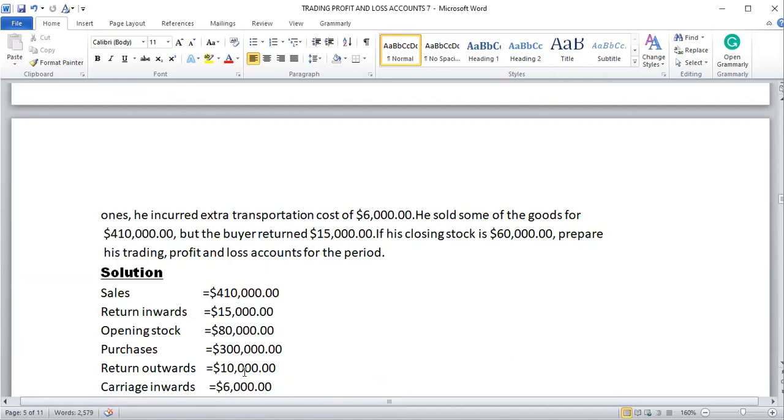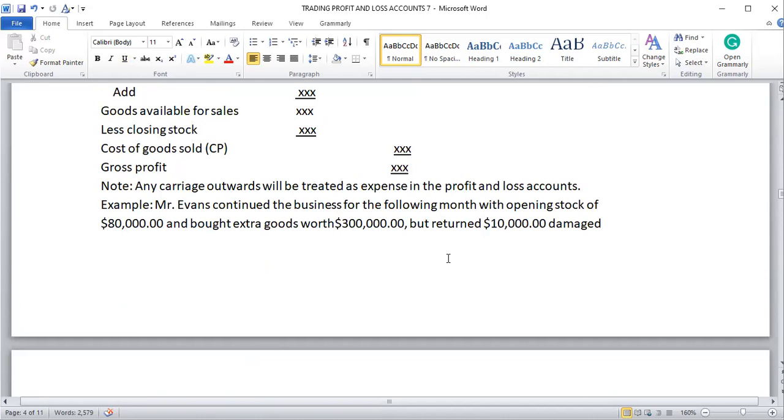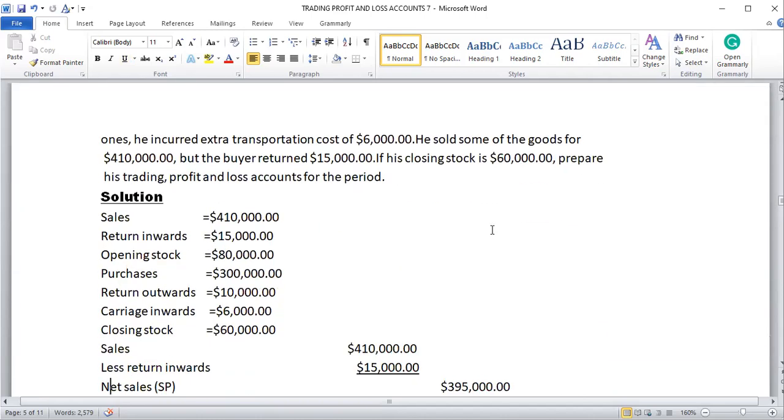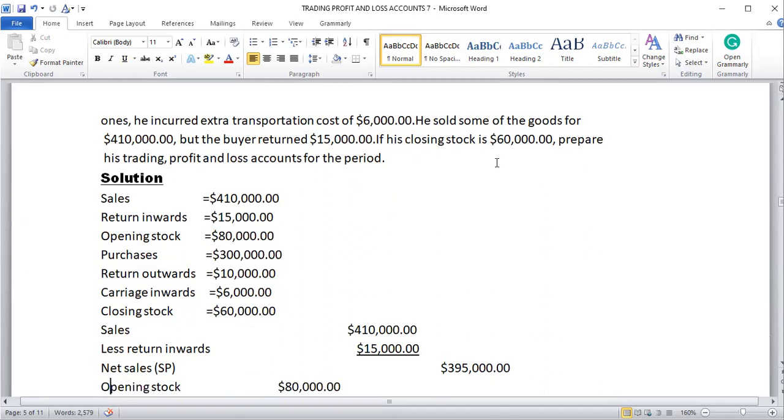Return out was $10,000, which is this particular one. Then carriage in was $6,000, which is this one. Then closing stock $60,000, which is this one. So let us go through.